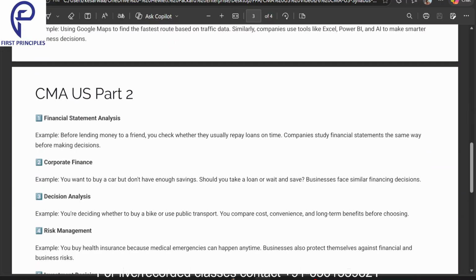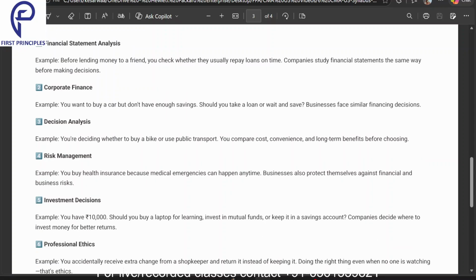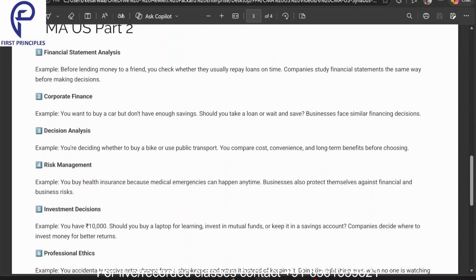Now, coming to CMA US Part 2. In CMA US Part 2, we have again 6 sections. In the first section, we study the financial statement analysis. Companies study their financial statements. Financial statements mean the balance sheet, profit and loss statement, and statement of cash flows.